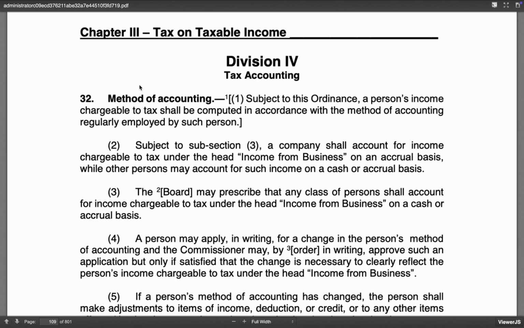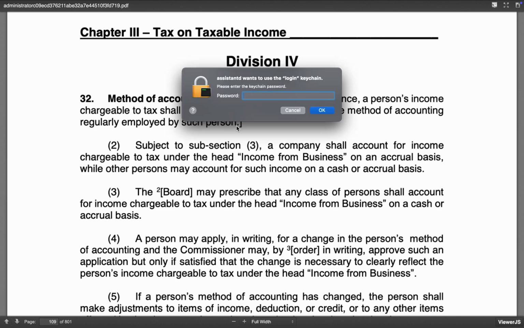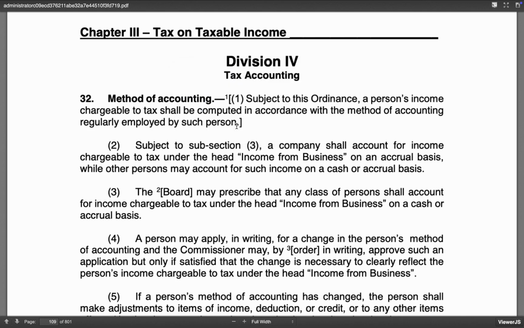So let's start. Section 32 says method of accounting. Subsection 1 says that a person's income, and there are 5 heads of income in income tax law: salary, capital gain, income from business, rental income, and income from other sources, can be computed with the method of accounting regularly employed by such person, meaning that any person, salaried or getting rental income, the method he or she uses to calculate their profits or their income will be a method acceptable for tax law.